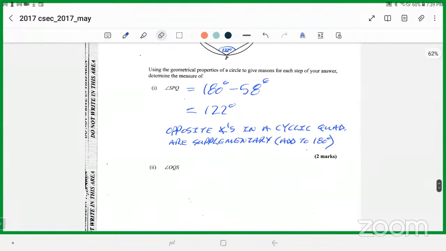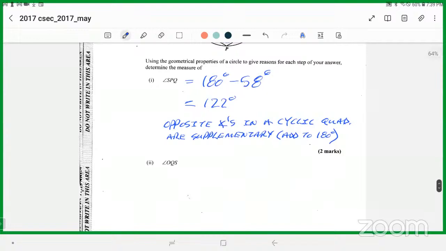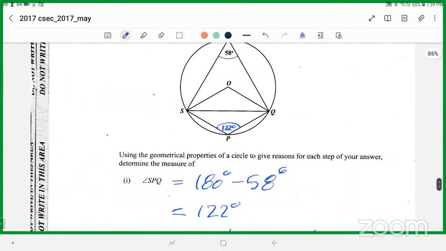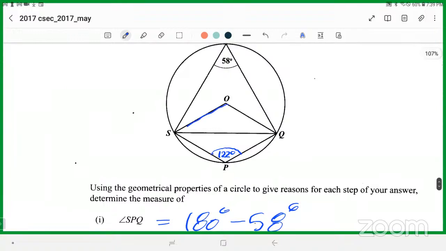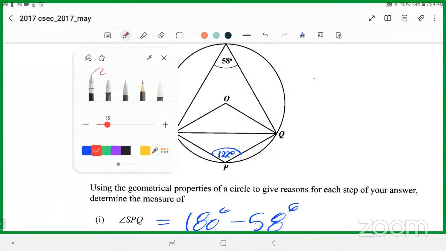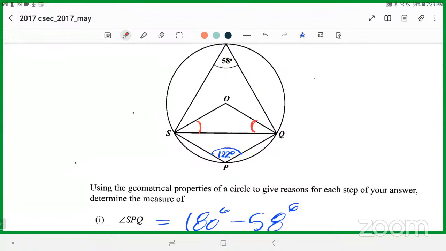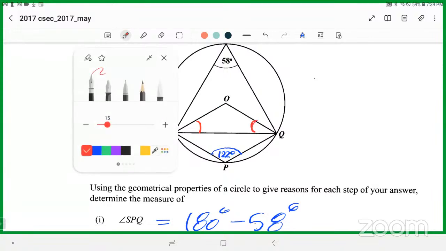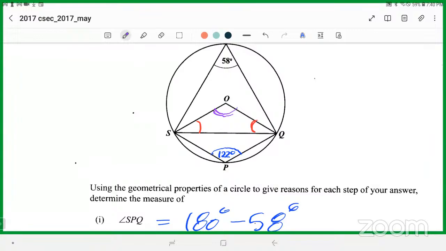What else do I want? The one angle OQS. Let's mark it on the diagram and see what it is. OQS, that's this angle. Now, we have to remember again that this is an isosceles triangle. Why is it isosceles? Because that's a radius, and that's a radius. And so these two angles are equal. This angle and this angle are equal. But then we can find this one. It is 2 times that one.